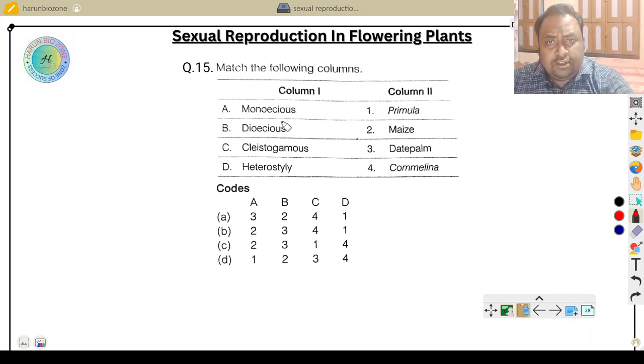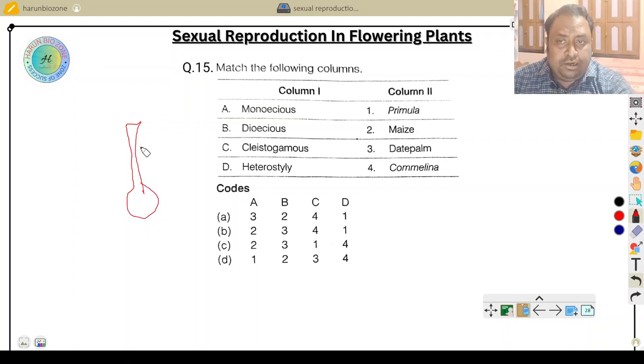The dioecious plant carries both sexes, male and female, in separate flowers. Cleistogamous means the flowers are closed and do not open, so the inner parts of the flower do not come outside. Heterostyly refers to the style of the carpel, the style of the female reproductive organ. When the size of the style is different in different flowers, this is called heterostyly.